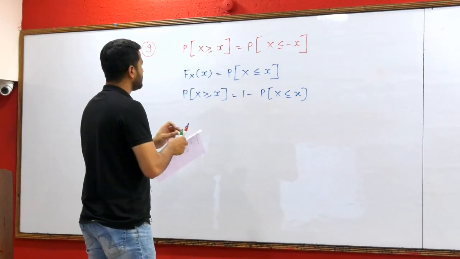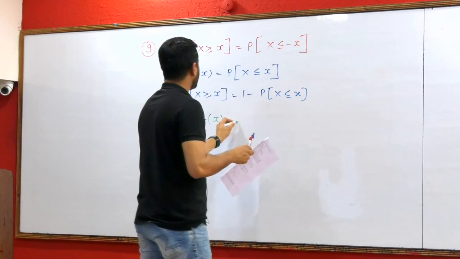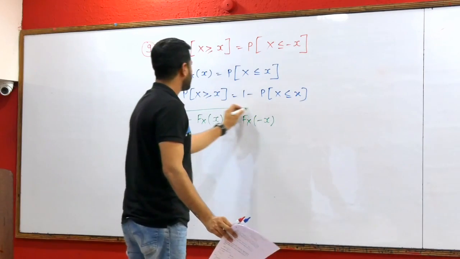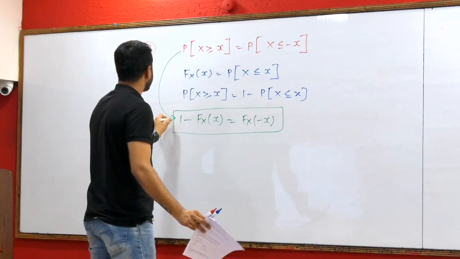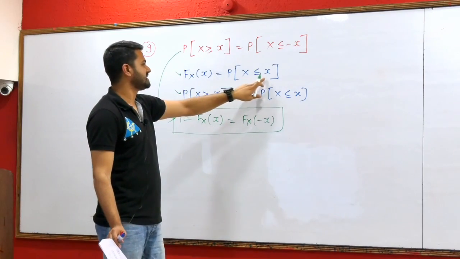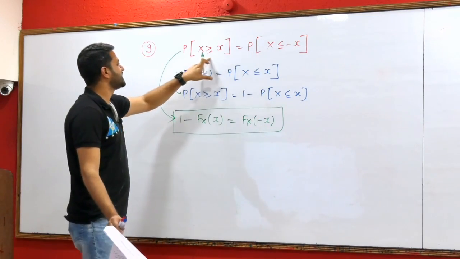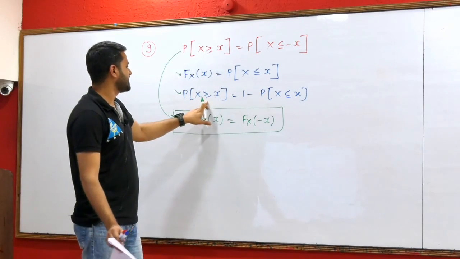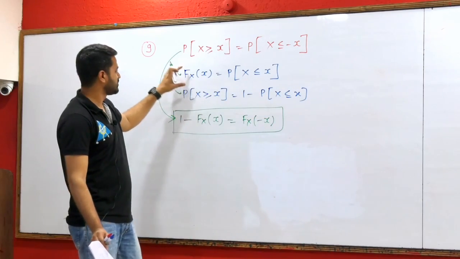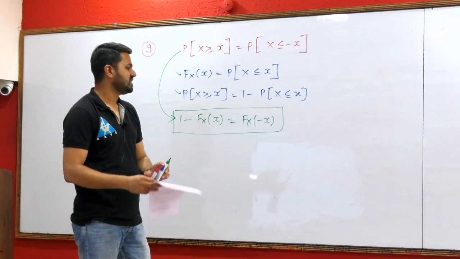Okay. So from here what I can write is 1 minus FX of x equals FX of minus x. So this will be the result from this particular equation with the help of these two. Okay. FX of x is defined as the probability that X is less than or equal to x. So we are having X less than or equal to minus x, so I can write FX of minus x. And X greater than x can be written as 1 minus the probability of X less than or equal to x, and this part can be written as FX of x. So combining these two equations, I get this result: 1 minus FX of x equals FX of minus x.